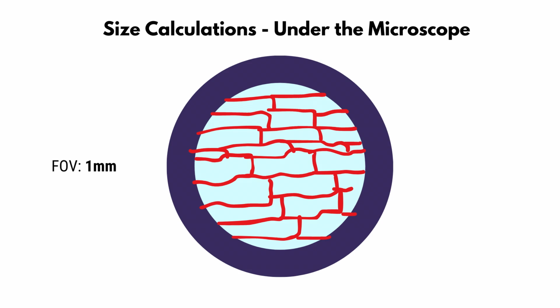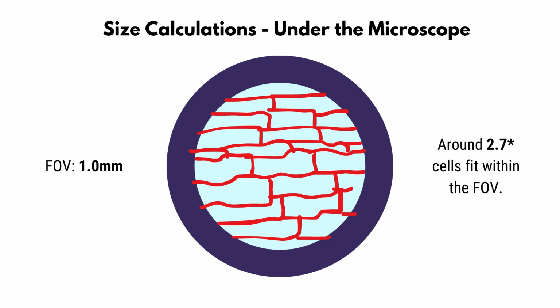Okay, let's do another problem with a different calculation, which is the size calculations under the microscope. Now let's say we're given that the FOV here is 1 millimeter. For these types of problems where you try to calculate the size of individual subjects under the microscope, you're going to need to make a bit of an assumption. So here I said around 2.7 cells fit within the FOV. I mean, there's some 3s somewhere, there's 2 of them somewhere, but I think around 2.7 cells within the FOV is a pretty fair assumption here.